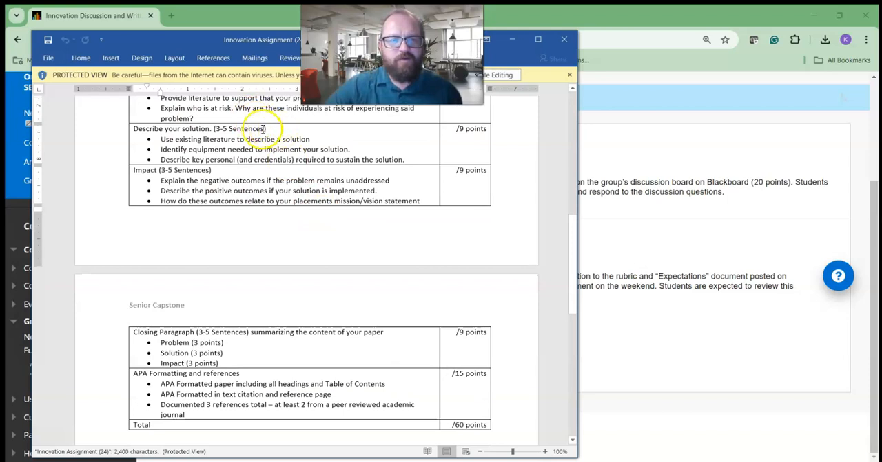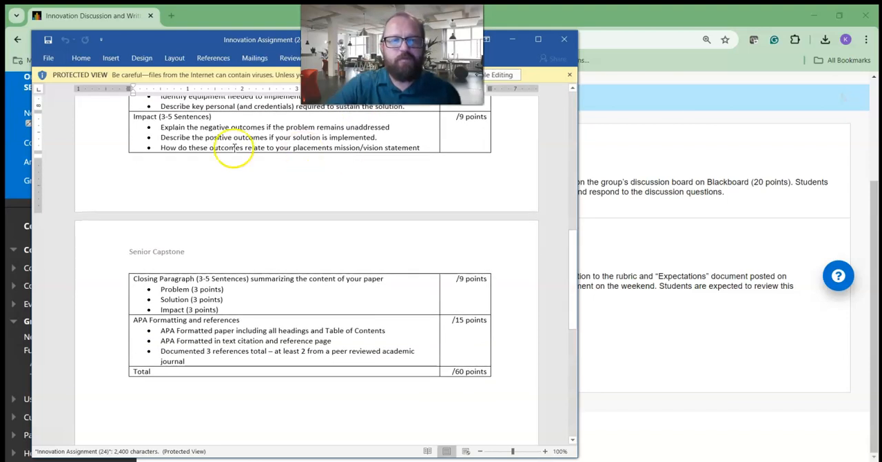And then I want you to find a solution in the literature. So this is going to take your experience, compare it to some of the literature that's out there, and then succinctly describe the solution. And then explain the impact. So you're going to tell your placement supervisor that they could be doing something better. And then in this impact section, you're going to talk about what would happen.